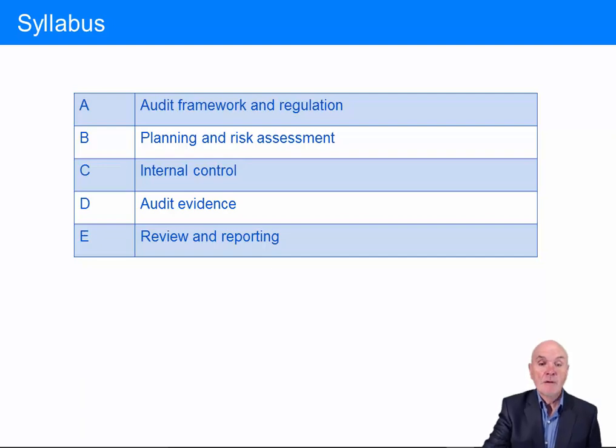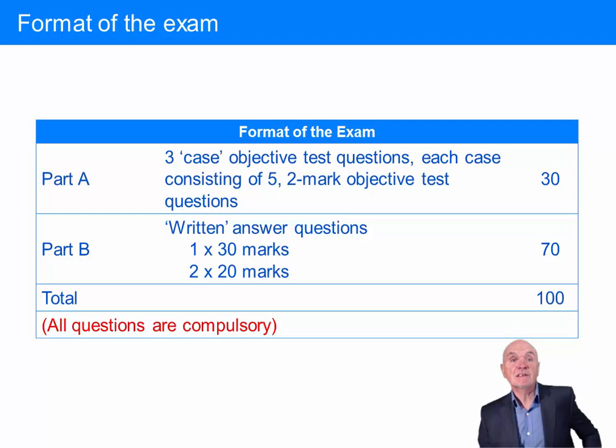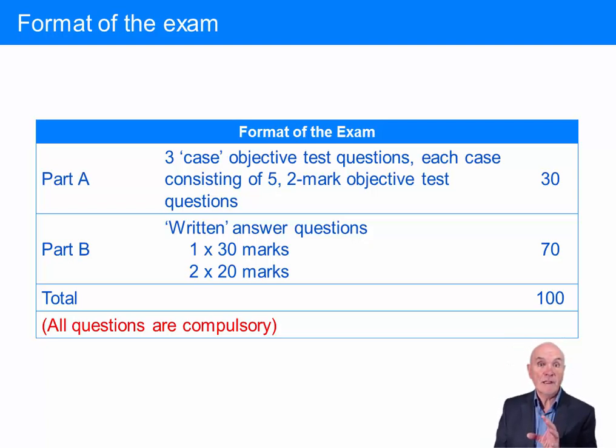Next, we can look at what's in the syllabus, what the format of the exam is here. And there are now 2 parts. Part A consists of what are called 3 case questions. Each case question presents you with a couple of paragraphs of information, and from that 5 objective test questions emerge, kind of relating back to what you've been told in the case. Now, although the 5 questions all emerge from that information, essentially the 5 questions are independent.